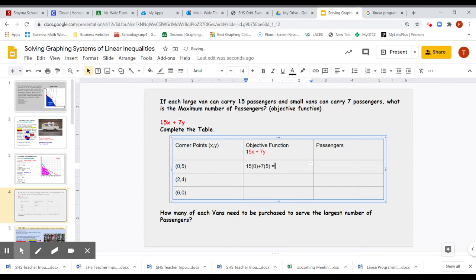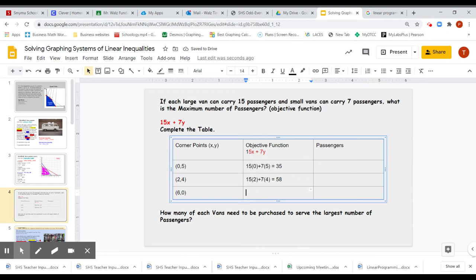And what does that equal? Well, 15 times 0 equals 0, and 7 times 5 equals 35. The next one we're going to write is plug in the 2, 4: 15 times 2 plus 7 times 4. 15 times 2 is 30. 7 times 4 is 28. When you add them together, it's 58.